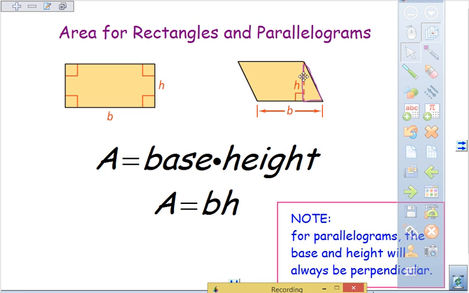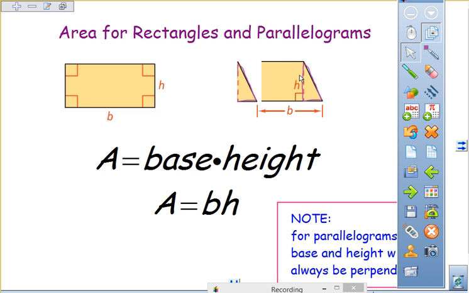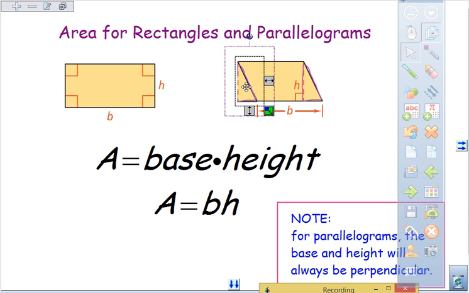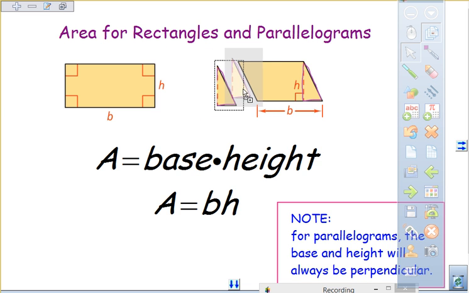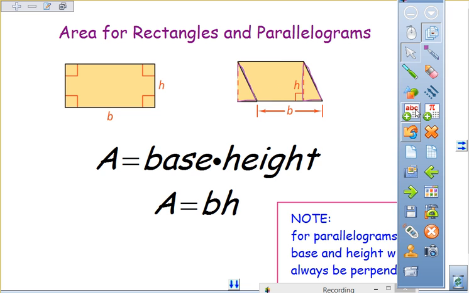And here's the reason for that base times height. If I take this triangle and I move it over here, it becomes the other part to turn it into a rectangle. And then of course, this piece would disappear. So then it turns into a rectangle. So that's why base times height works for a rectangle and for a parallelogram.